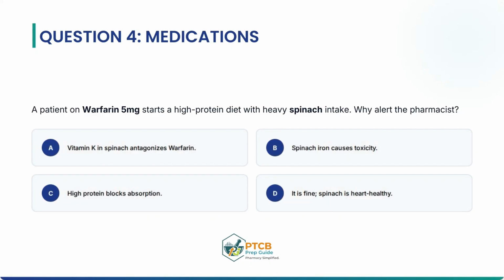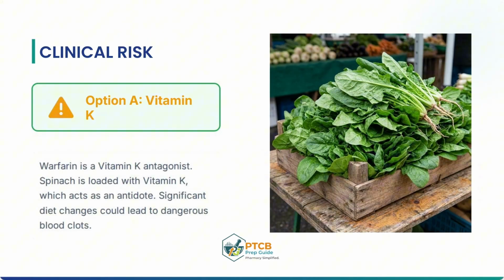Imagine a patient is picking up warfarin 5 milligram. During the conversation, they mention they are starting a new high-protein diet and eating a lot of spinach. Why should you alert the pharmacist? Option A, spinach has high levels of vitamin K, which can make the warfarin less effective. Option B, spinach contains iron, which causes toxicity. Option C, high-protein diets stop the drug from being absorbed. Or option D, it's actually fine. Spinach is heart healthy. It's option A.